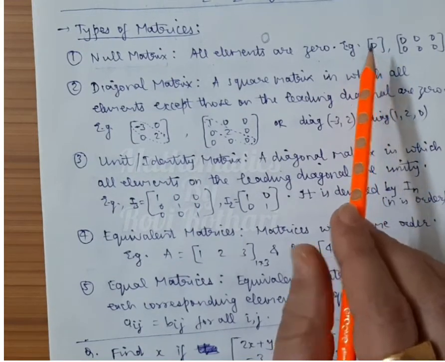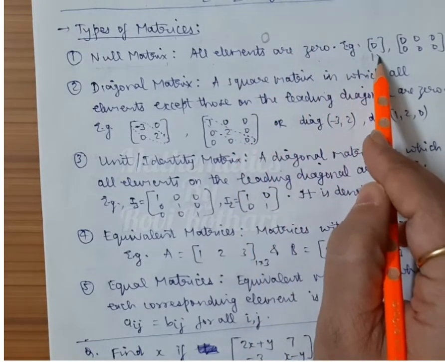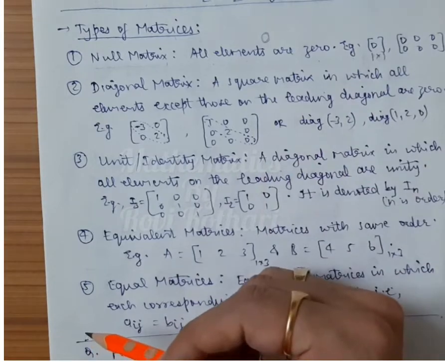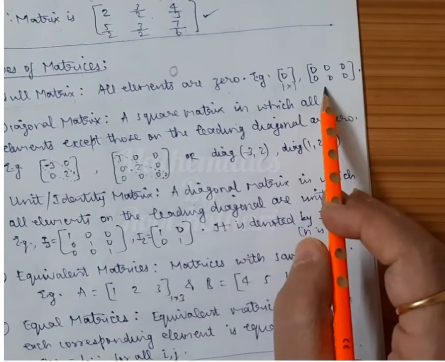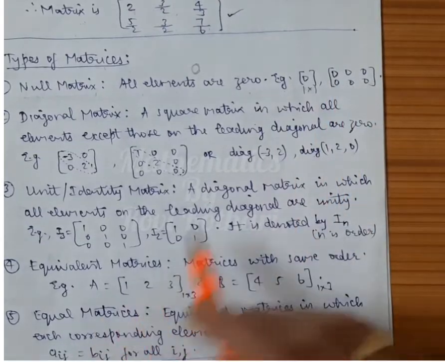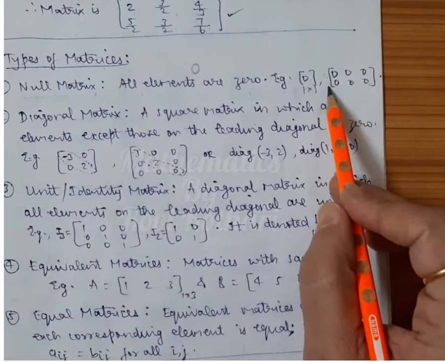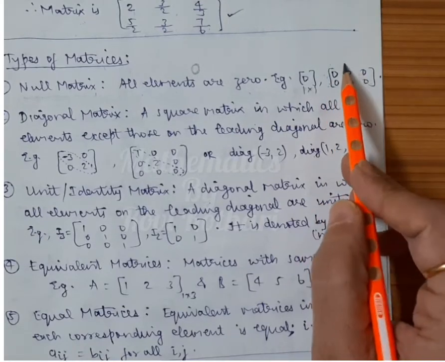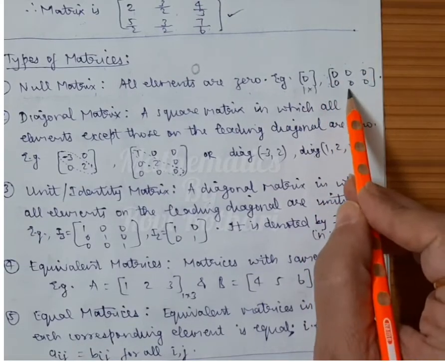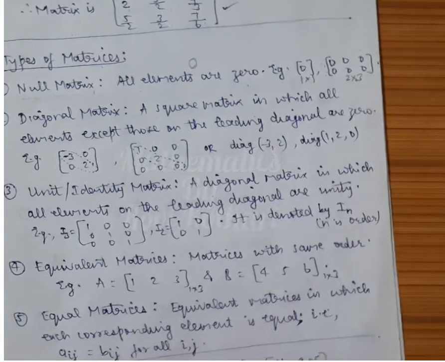For example, if I write 0 inside a square bracket, it becomes a null matrix. What order null matrix is it? How many rows does it have? 1. How many columns? 1. So it is a 1 by 1 null matrix. If you talk about the second example that I have written, 0, 0, 0, 0, 0, 0, all the elements are 0. That means this is also a null matrix. How many rows does it have? 2. How many columns? 1, 2, 3. So what order is it? 2 by 3. It's a 2 by 3 order null matrix.